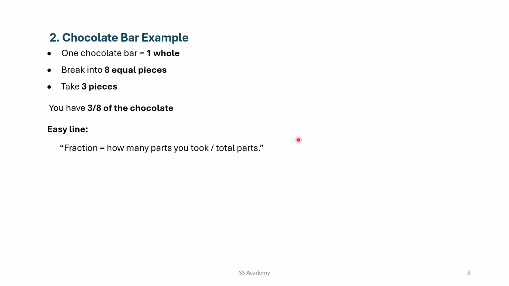We can apply this to anything, like a chocolate bar. If one whole bar is broken into 8 equal pieces and you have taken 3 of them, you now hold 3 by 8 of the total chocolate. So the fraction of chocolate we have is 3 by 8. If you want to convert that to the percentage of chocolate you hold, just multiply this fraction by 100.